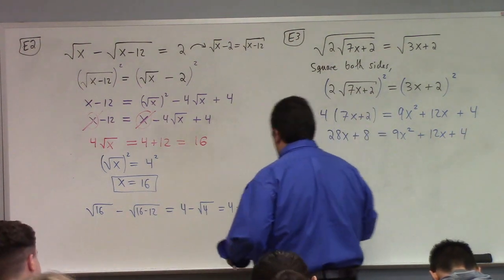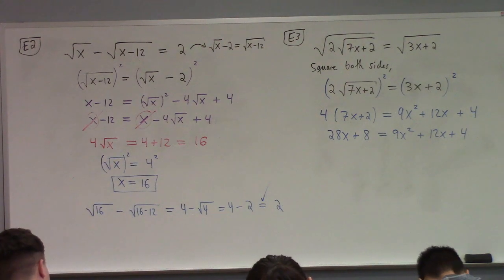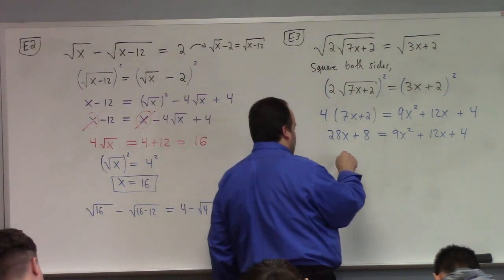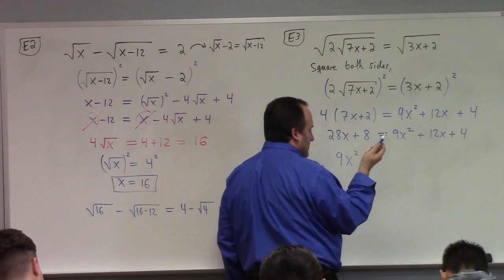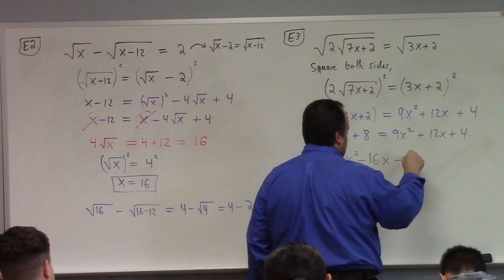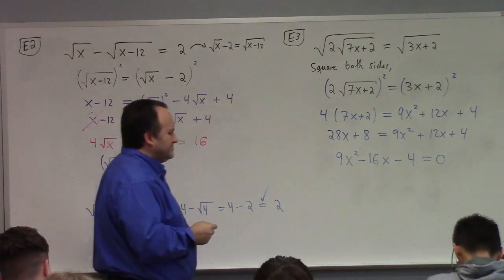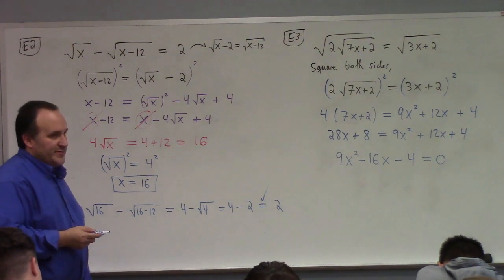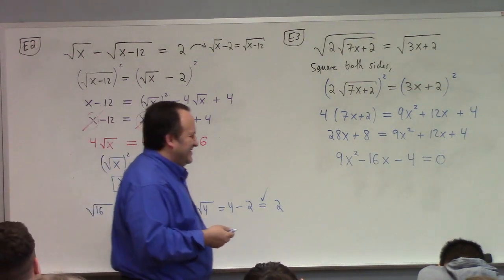Now we should put all of our variables on one side, like it's a quadratic equation, right? So this is going to give us 9x squared. What's 12 minus 28? Minus 16. So minus 16x minus 4 equals 0. Does it factor? It's a book problem, so odds of it factoring are pretty high, right? But how do you factor this thing?